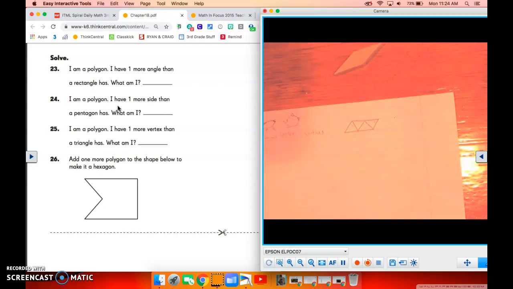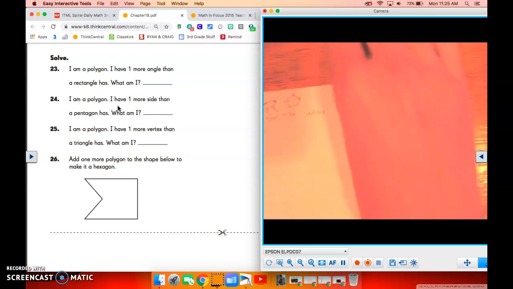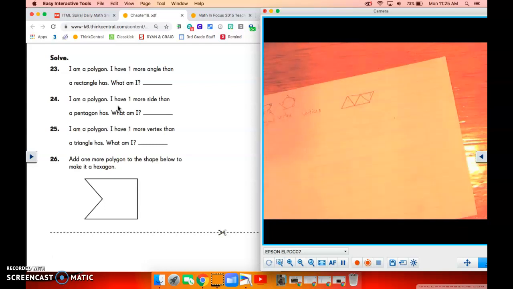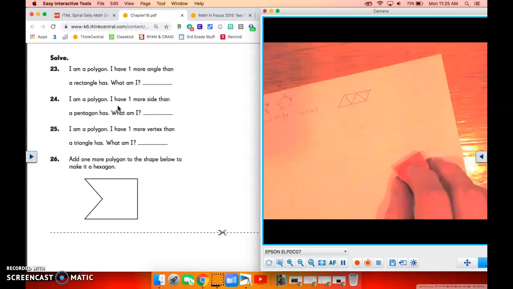I am a polygon. I have 1 more vertex than a triangle has. What am I? Got a lot of options here, right? Would this one count? Yeah. Would this one count? Yep. How about this one? Yeah. How about this one? Uh-huh.